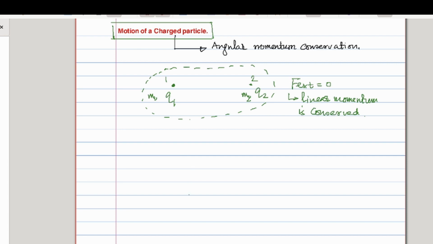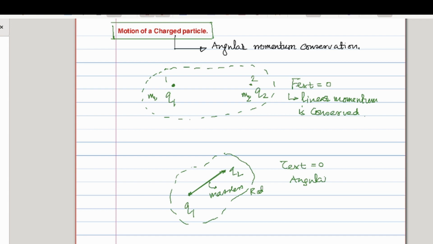And if there is no external electric field present here, let's say q1 and q2 are 2 points, and if we assume this as the system, then also the torque external is equal to 0. Let's say this is connected by a massless rod. Torque external is also 0. The angular momentum is conserved.